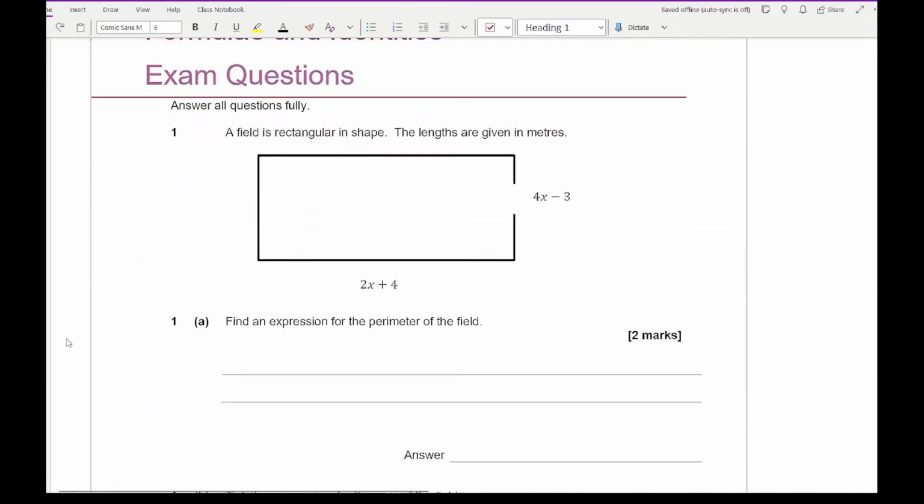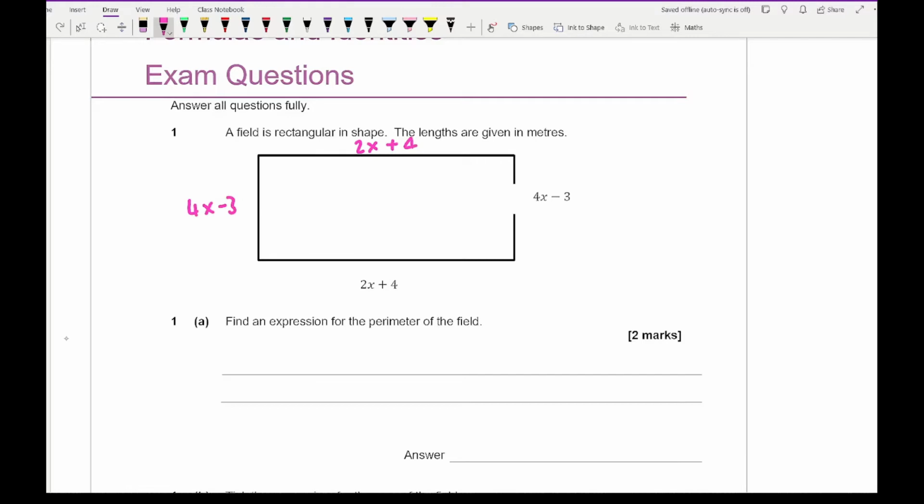Question 1 says that a field is rectangular in shape, the lengths are given in meters, and it says find an expression for the perimeter of this field. Because it's a rectangle you only really need to know 2 sides, so all we need to do is label the other 2 sides.